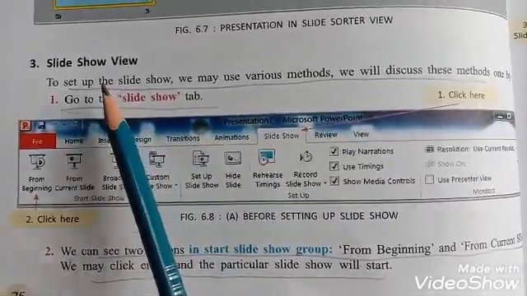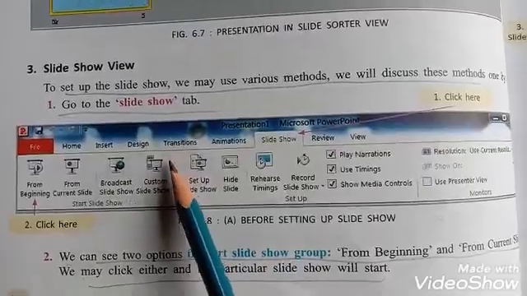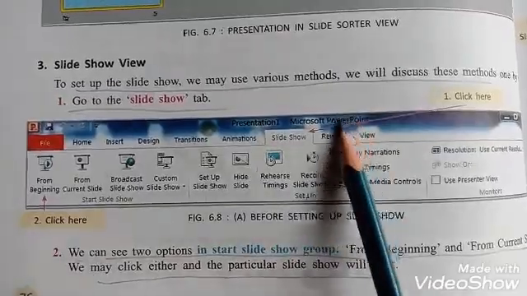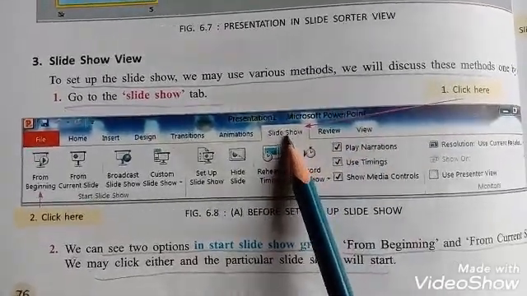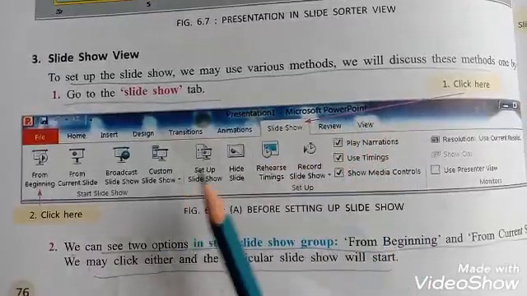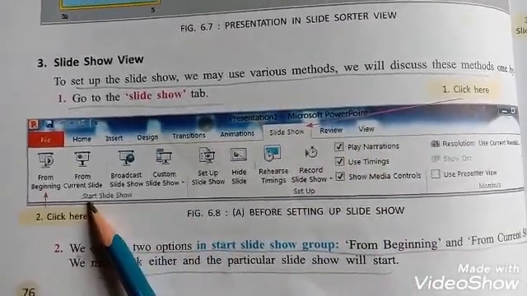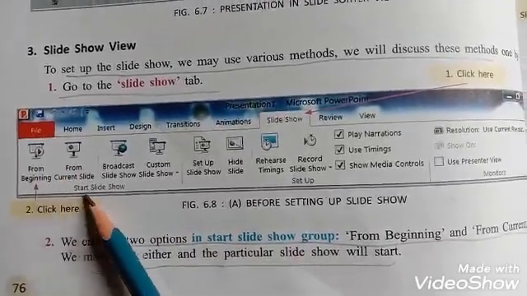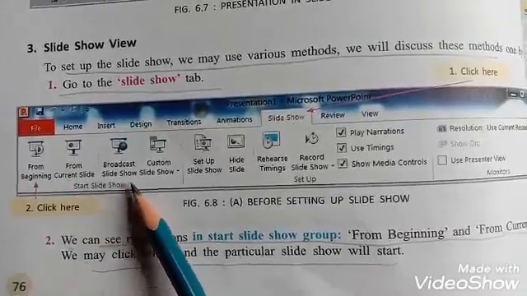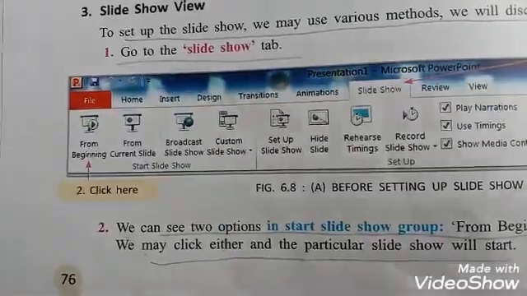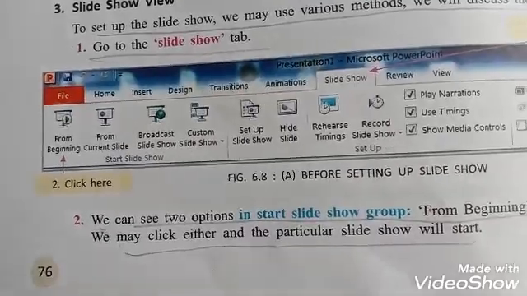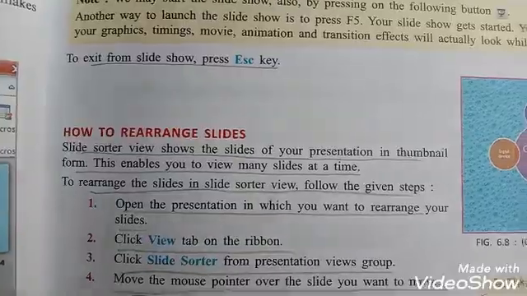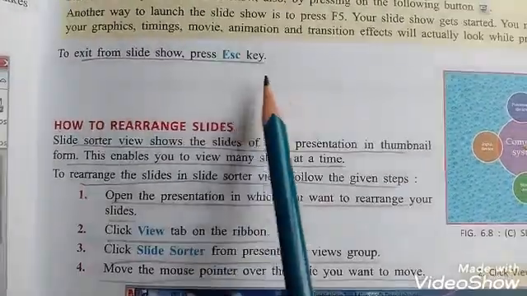Slideshow view. To set up the slideshow view, follow the given step. Go to the Slideshow tab from the ribbon. After this, Start Slideshow group appears. Click From Beginning from Start Slideshow group. When you click this button, the particular slideshow will start. To exit from slideshow, press Escape key.